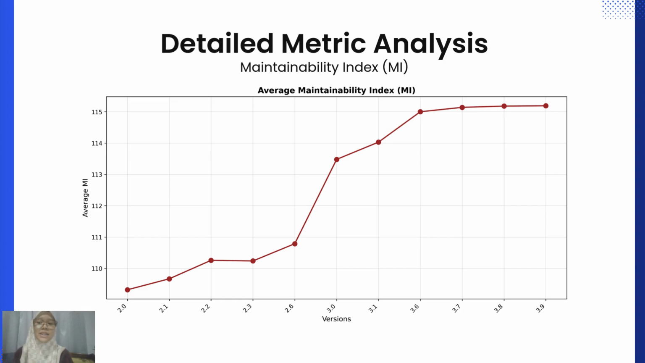For maintainability index, overall it shows a 5.4% increase from 109 to 115. So the increase here is actually highly positive, indicating improving maintainability despite code growth. This suggests that the development team has maintained good practices. Maybe they did code documentation, low technical debt, or manageable complexity. So yeah, the jump at version 3.0 likely reflects the benefits of the major refactoring effort.